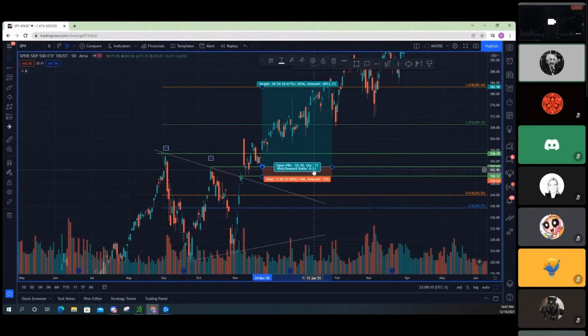You guys see what type of reward this is? 8 to 1. So if I was to take the difference between 354 and 382, that's about $18, right? $18 reward for about $4 risk. So it's about $8 to 1 risk to reward. So this is the trade that looks very, very good.